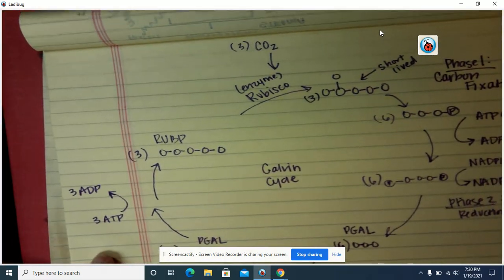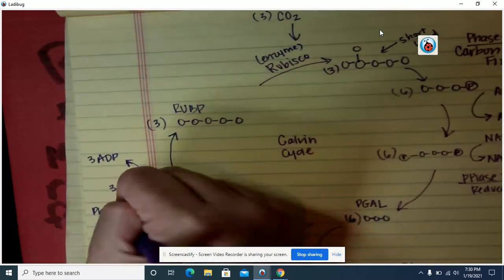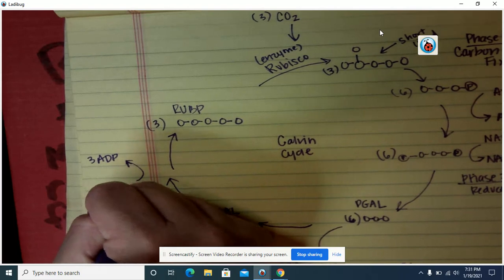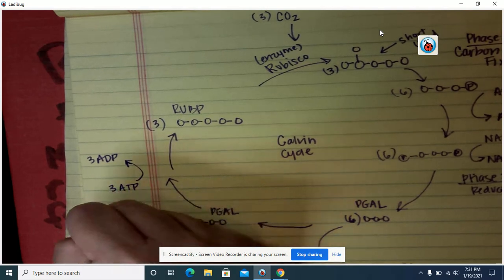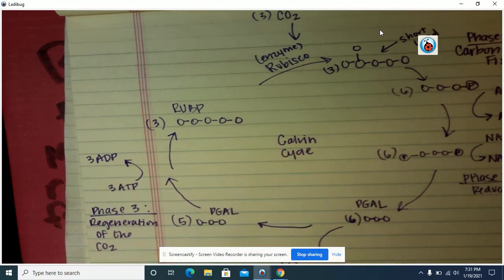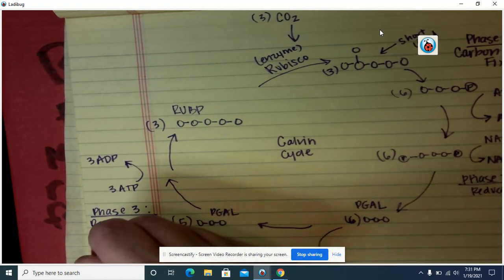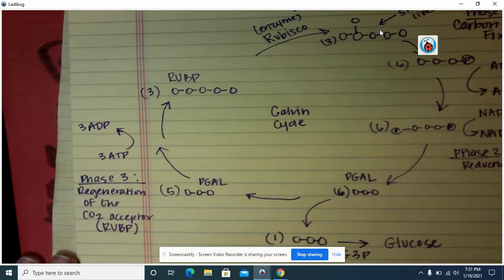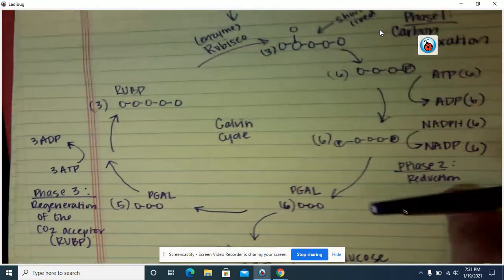That PGAL comes back up here, and this is phase 3. We need to add to your notes. This is phase 3, which is the regeneration of that CO2 acceptor. And that CO2 acceptor is RuBP. And we get back up here, takes 3 ATP, we get RuBP back, and we can start all over.